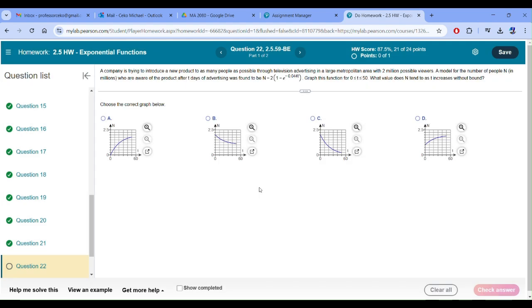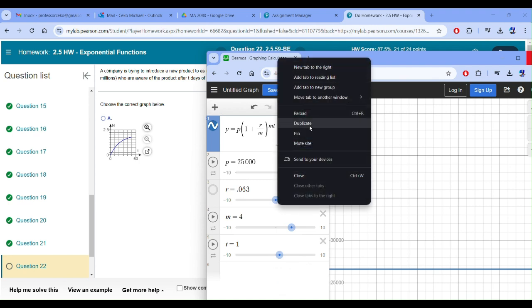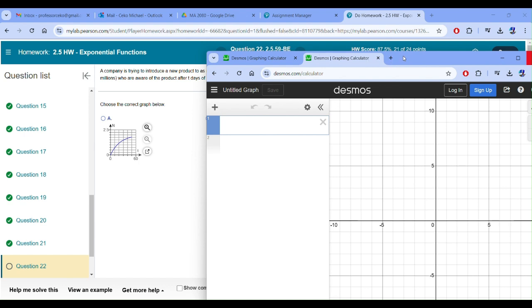Cool. Done. A company is trying to introduce a new product to as many people as possible through television advertising in an area with 2 million people. A model is shown there, and we want to find what value of n tends to as t increases without bound. Oh, first graph the function. So let's just graph it in Desmos. I'm going to duplicate this and save that just in case the next question asks me to do anything.